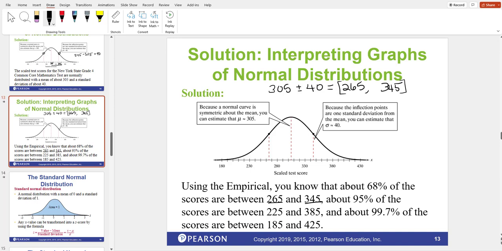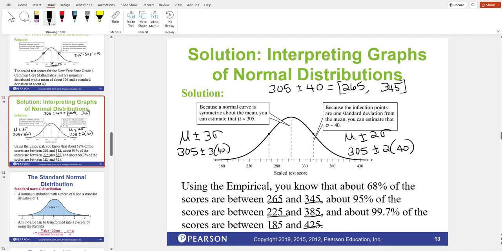95% is going out two standard deviations. So this is the calculation for two standard deviations. So you're going to take the mean, add and subtract 2 times the standard deviation, which is 40. And when you calculate that out, you'll get 225 and 385. When you go out 3 standard deviations, it will be the mean plus or minus 3 times the standard deviation. So in this case, this will be 305 plus or minus 3 times 40. When you calculate that out, you get 185 and 425.